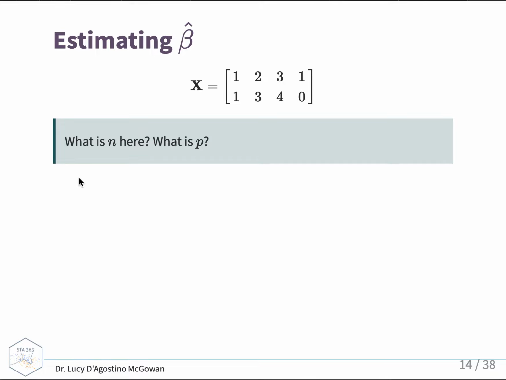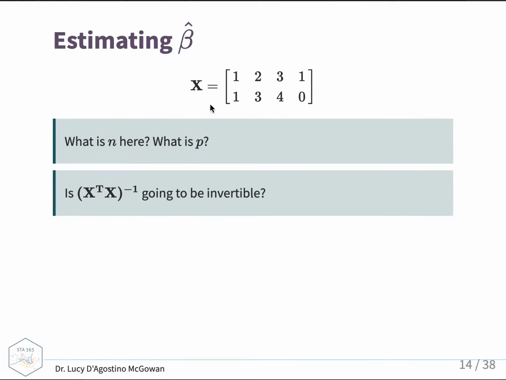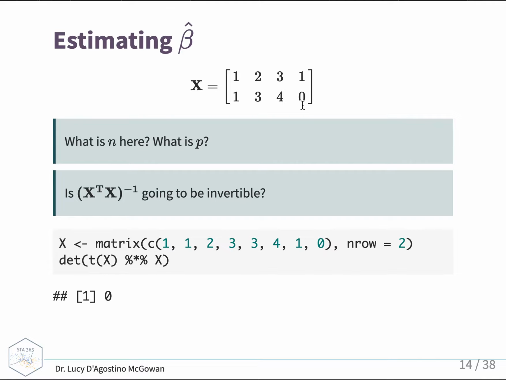Okay, so here I've got this matrix here, X. What is N here and what is P? So N is going to be 2 and P is going to be 1, 2, 3, 4. So based on the previous slide, we know that we might have a problem here. If I tried to take the inverse of X transpose X, is that going to be invertible? It is not, because we're in this N is less than P range.